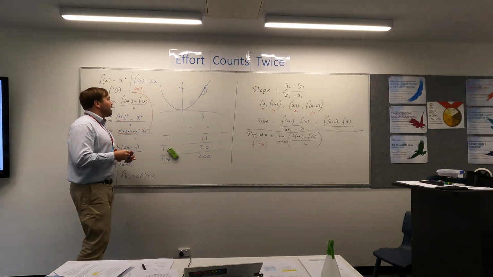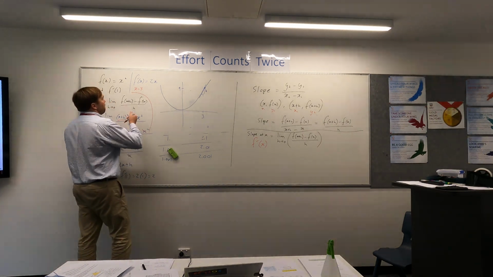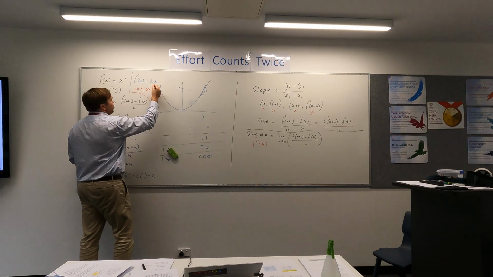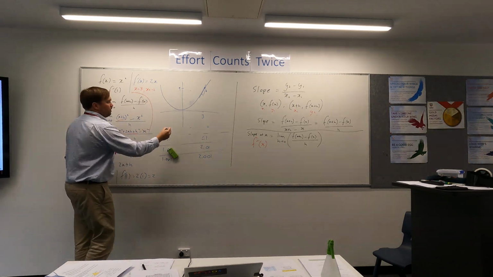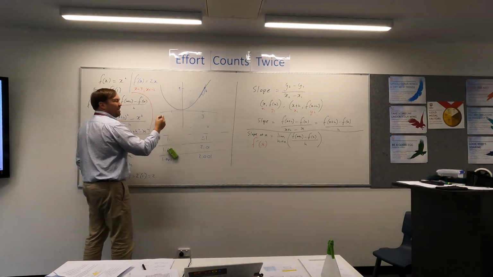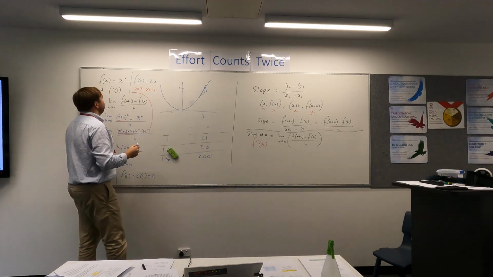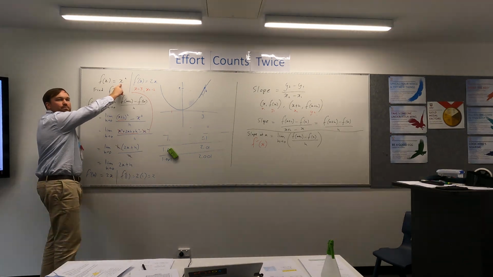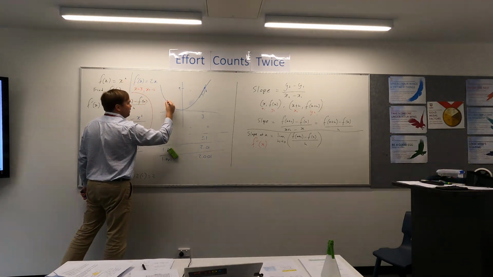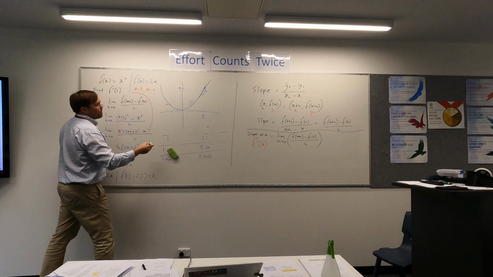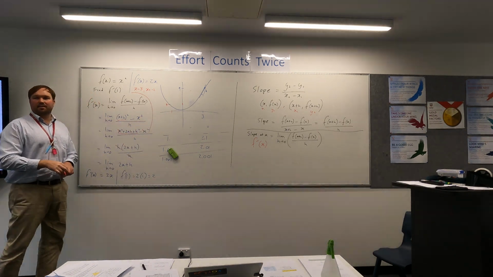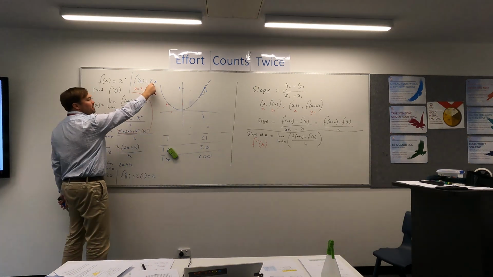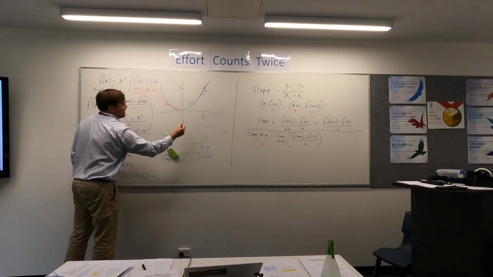What about if I gave you x is -2? -2, how high is it? 4, because -2 squared is 4. Yeah? And what's the slope of the line here? -4, because we're putting it into this one. And that gives us -4.